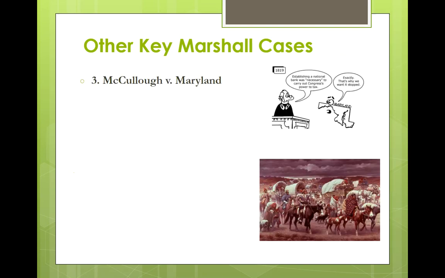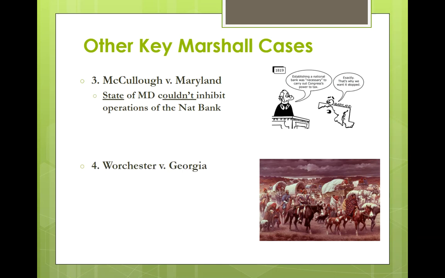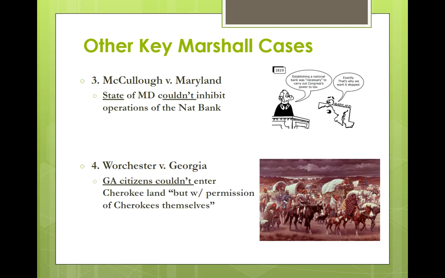The third one was McCulloch versus Maryland. This was all about the National Bank, and Maryland tried to stop the operations of the National Bank. The Supreme Court stepped in and said no, you couldn't do that. And then the final one is Worcester versus Georgia, which we're going to talk about later on. But Worcester versus Georgia said that in order for Georgia citizens to go onto Cherokee land, they must have permission from the Cherokee themselves. Okay, that's going to do it for 1.6 and for 1.7.